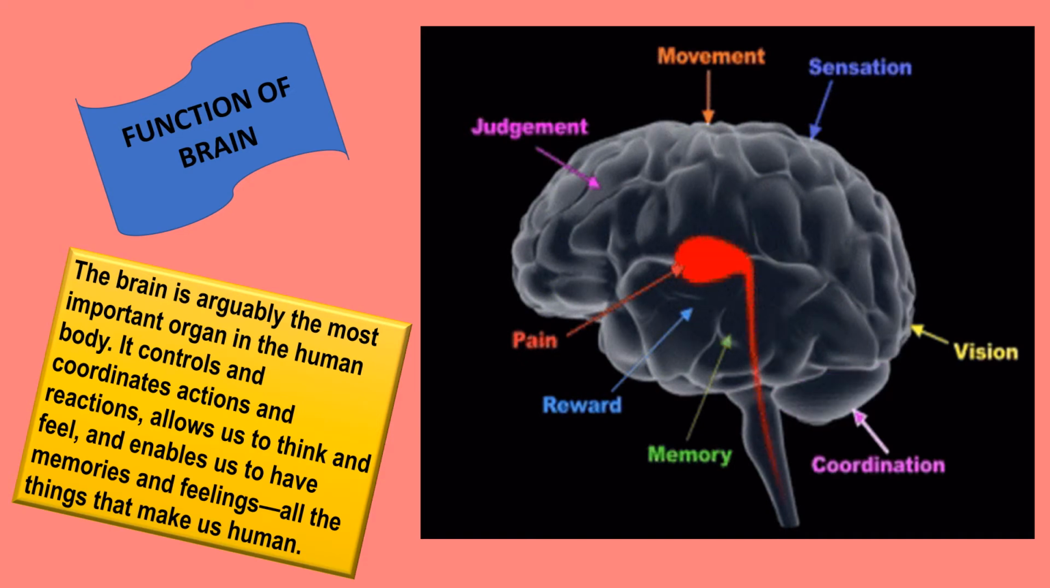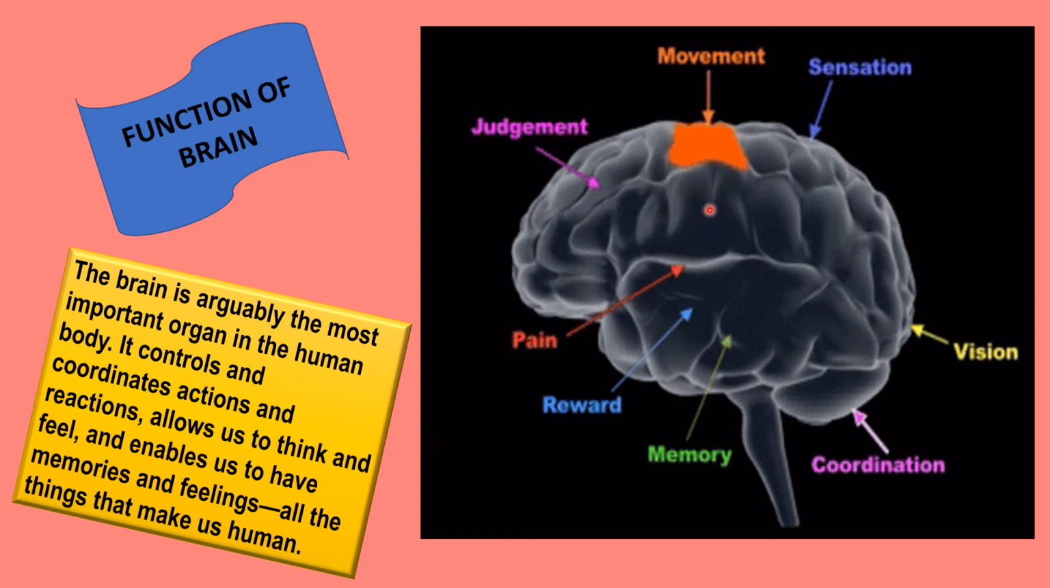Now, what are the functions of the human brain? The brain is arguably the most important organ in the human body. It controls and coordinates actions and reactions, allows us to think and feel, and enables us to have memories and feelings, all the things that make us human.